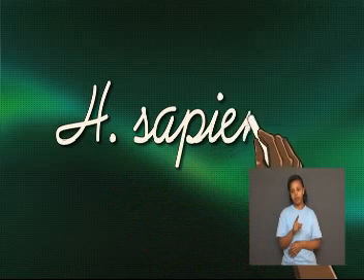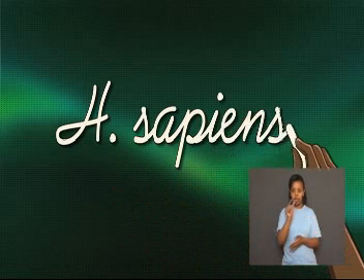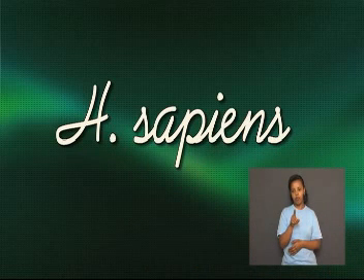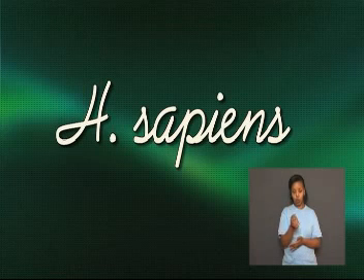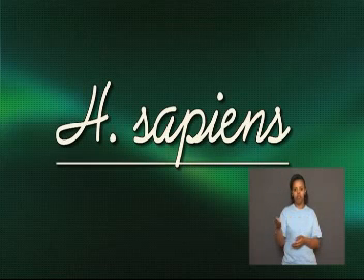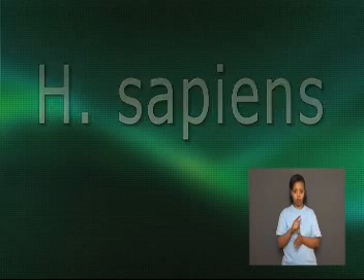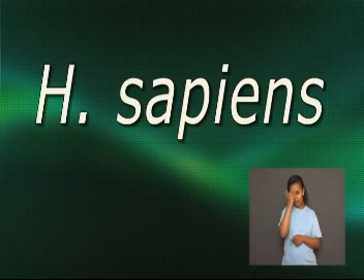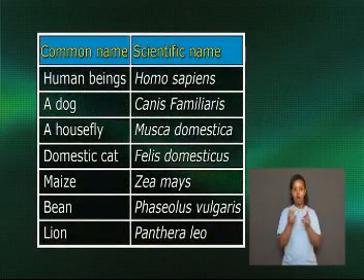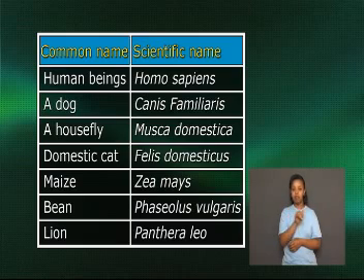It is written with a small letter. It is important to note that the two names are underlined when handwritten or in italics when printed. Take a look at this table that shows some examples of the common and scientific names for familiar organisms.